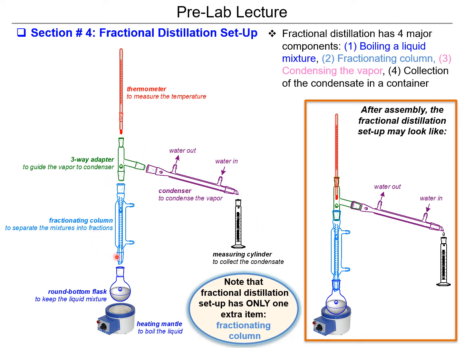And then you reach the fractioning column. And I'll go over on the next slide how this works. Basically, you want to have little collections of droplets of mixtures here. The higher up you go, the purer the mixture gets, until you have pretty much just one solvent at the top. And of course, you have your round bottom flask and your heating mantle. Again, the assembly is the same, right? Except for the addition of this fractioning column.